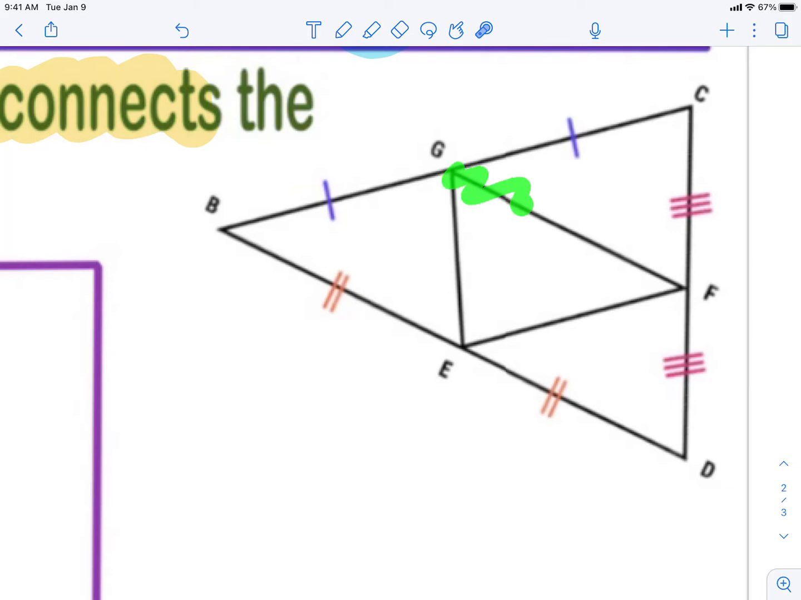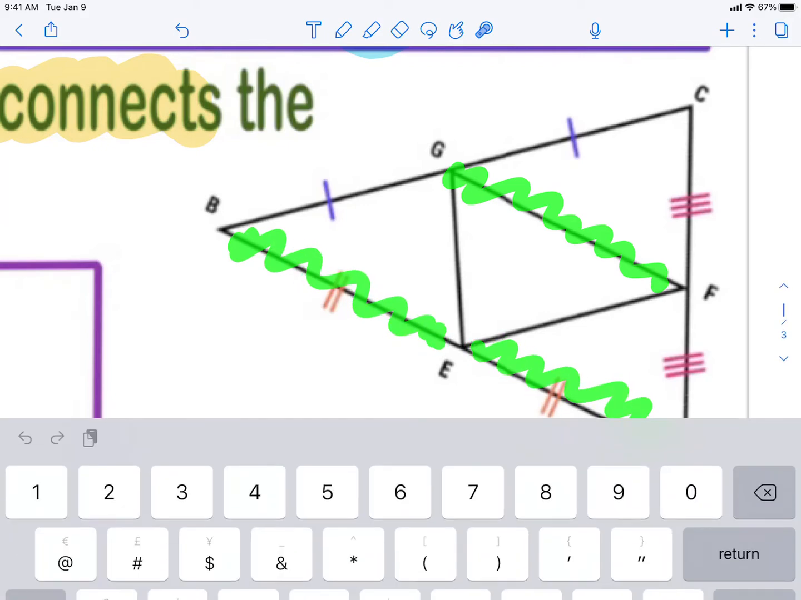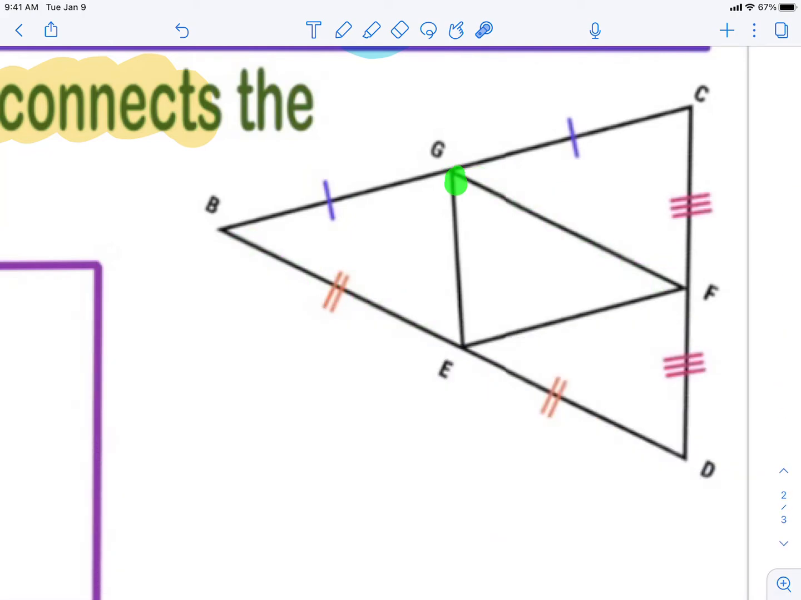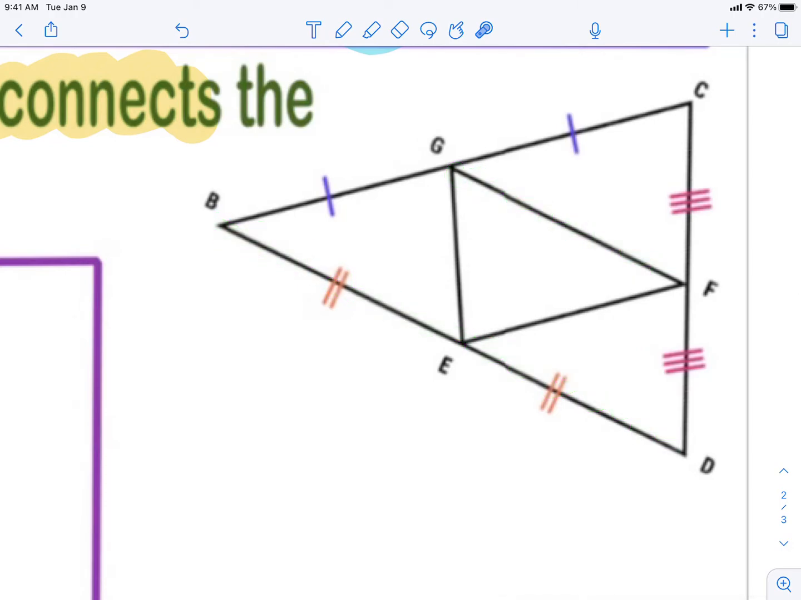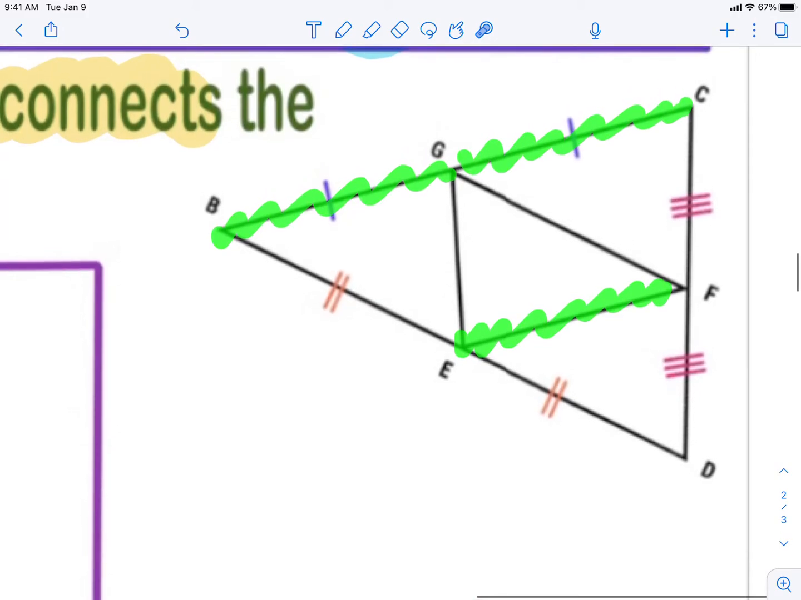That means that this bottom one has two GFs. So the bottom segment, the long segment, is made out of two short segments. Together, two short segments. Let's see if that works for the other ones as well. EF is the same as BG, which is also the same as GC. It works, look at that.